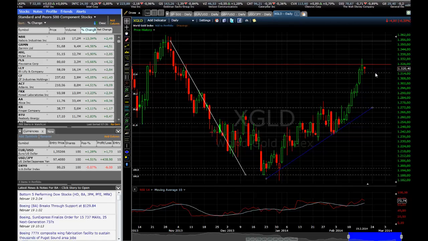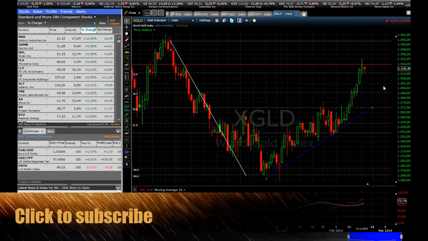We have our first initial level of support here at 1,315, and if we were to continue further down, we could see some further support at 1,280. And that's it for today.